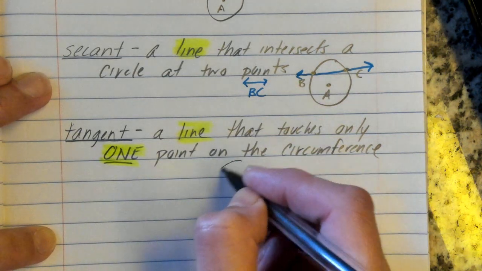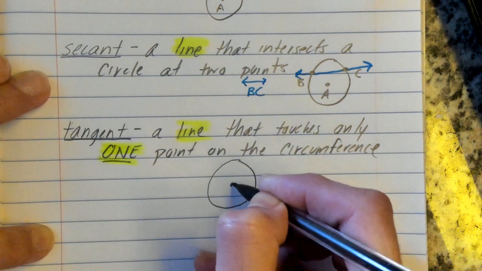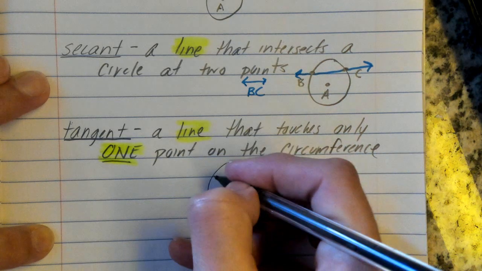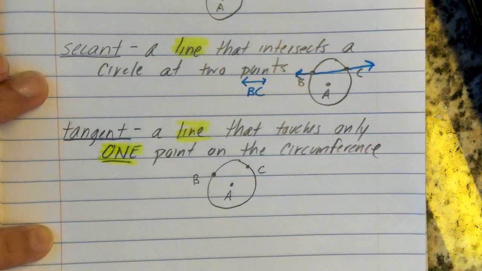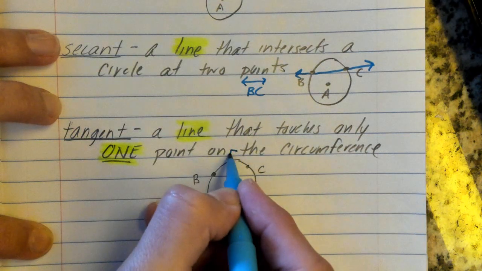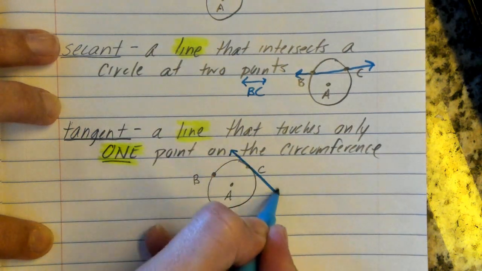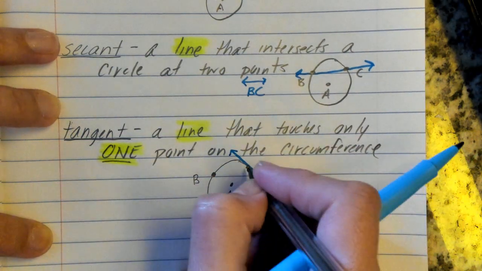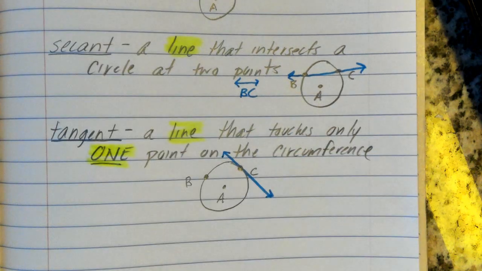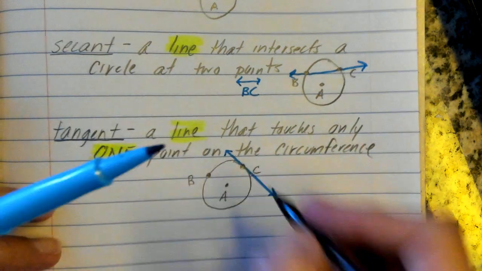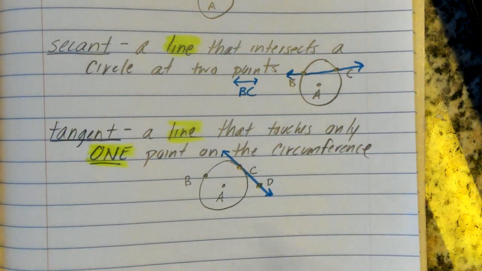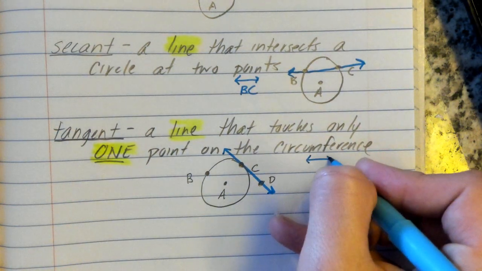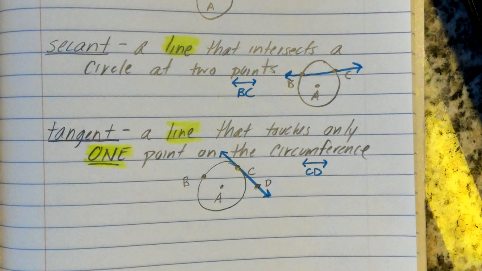When we draw this circle, again, circle A, we can have our point B and C again, but this time the tangent is only going to cross through one of those points on the circumference. Now, to name it, a line has to have 2 points. So we're going to have to make sure there is another point over here on this line, and now we can name it line CD.